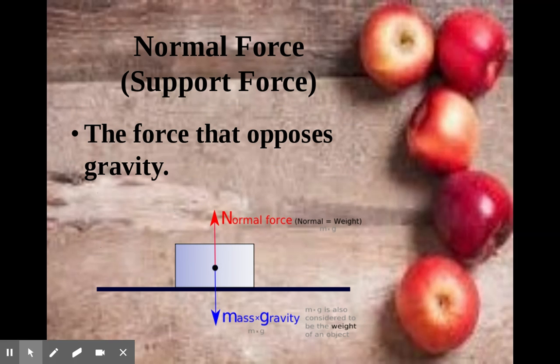Then we have what's called the normal force, and this is the force that opposes gravity. Like I said, if you have that object sitting on the table, gravity is pulling it down, and the table is pushing it up.